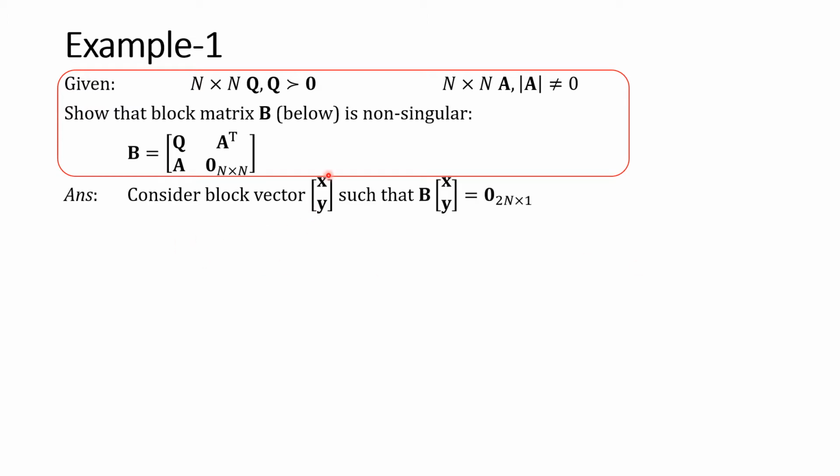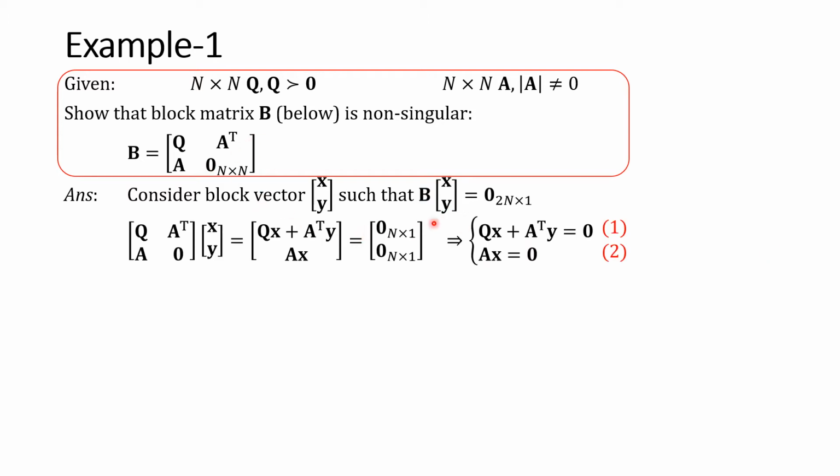Now consider this block vector [x; y] such that B times [x; y] is 0. Now, if B is non-singular, then B times [x; y] would be 0 only if both x and y are 0. In other words, to prove that B is non-singular, we have to show that B[x; y] is 0 only if x and y are both zeros.